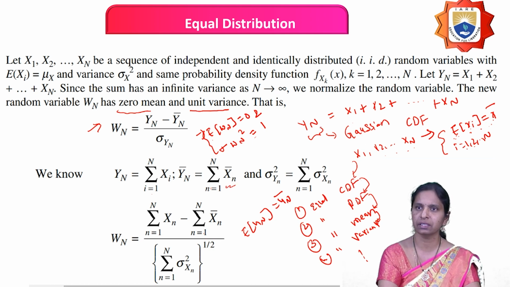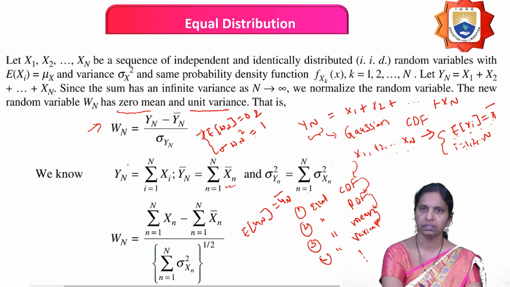And what about the variance here? The variance of the random variable yn is nothing but the variance of the random variable x1, plus the variance of the random variable x2, plus and so on, the variance of the random variable xn. And also you are assuming here all these random variables are statistically independent. Therefore, the variance of yn, sigma yn square, equals sigma x1 square plus sigma x2 square plus and so on, sigma xn square. Then we can write this equation as sigma n equals 1 to n sigma xn square.